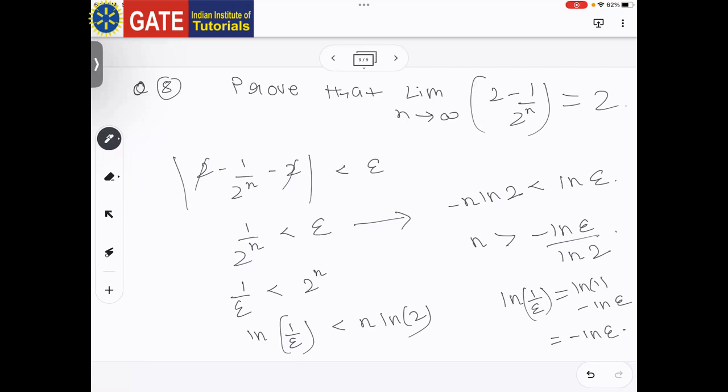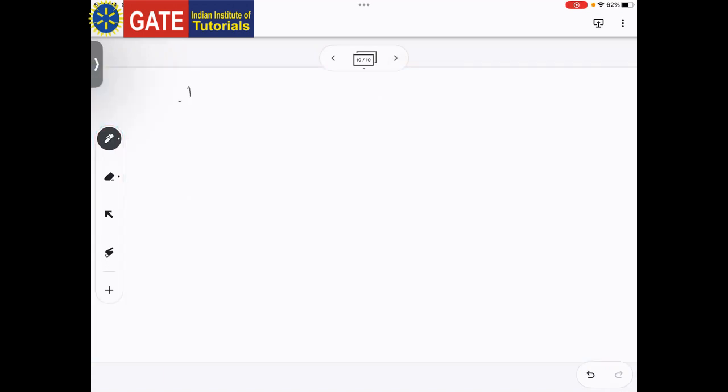Or there is one more way you can also do it. We have 1 by 2 raised to the power n, which is lesser than 1 by n. So you can choose your n greater than 1 by epsilon. So you can choose your capital N to be 1 by epsilon also. No issue, because it's about the tail.